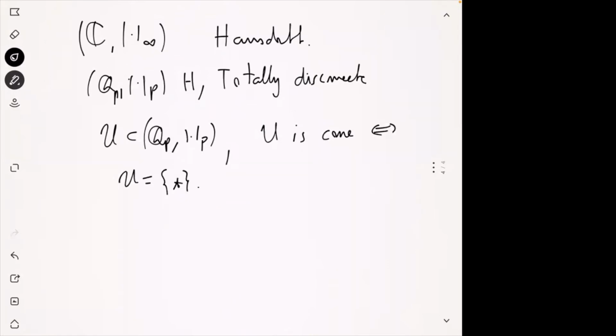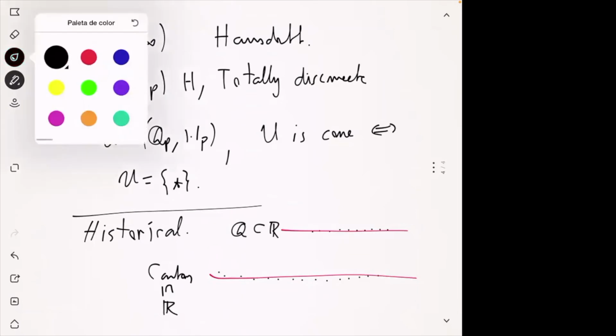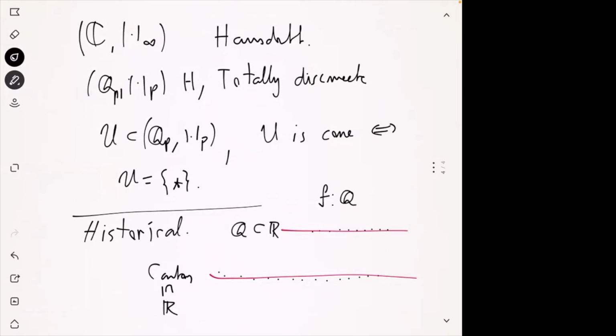So I'm going to finish with this historical remark. Our ancestors tried to remedy this, right? So you may imagine a Cantor set inside R, or you may imagine the rationals inside R, right? These are examples of totally disconnected spaces. And then you may try to study functions which go from the rationals to the rationals, endowed with the subspace topology from its inclusion in the reals. And then you may try to study functions from here to here which are locally expressible as a convergent power series, right?